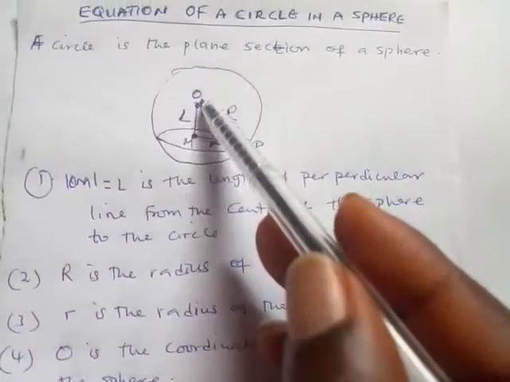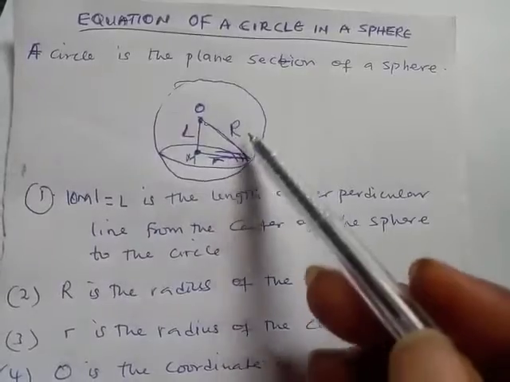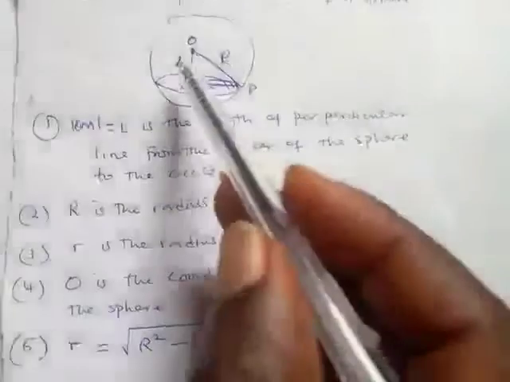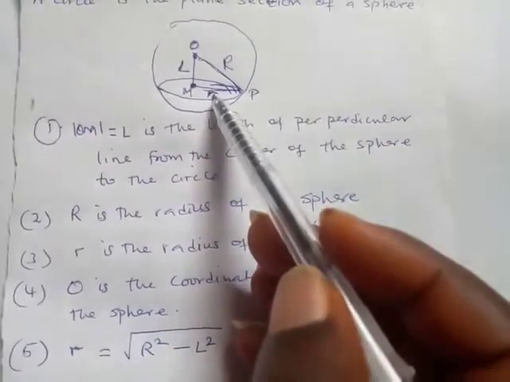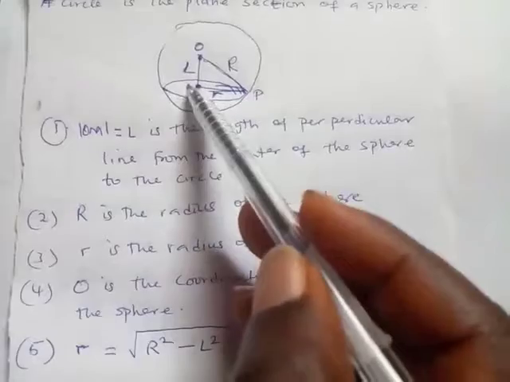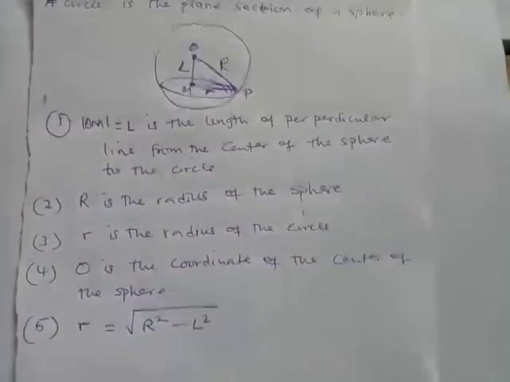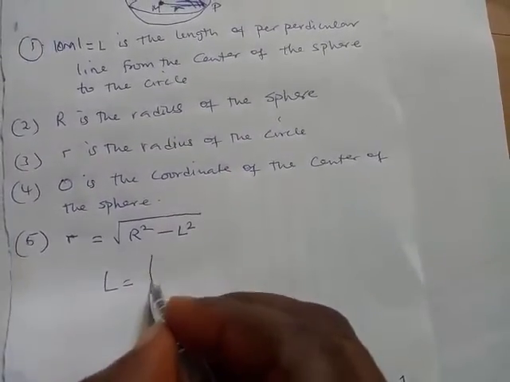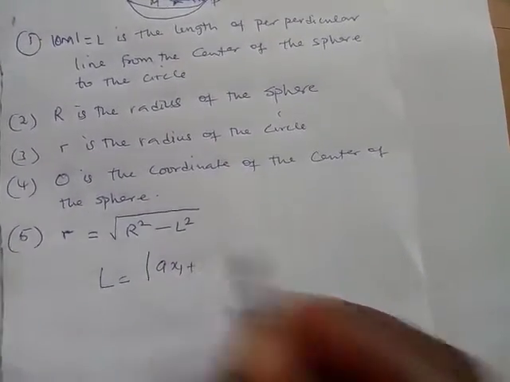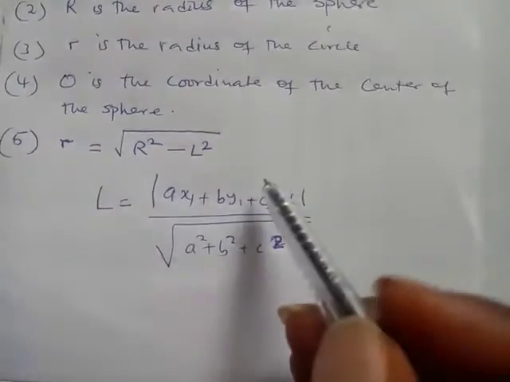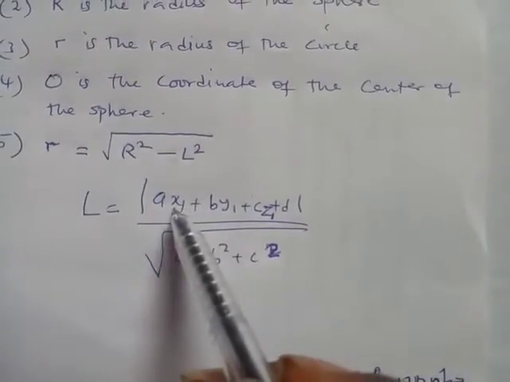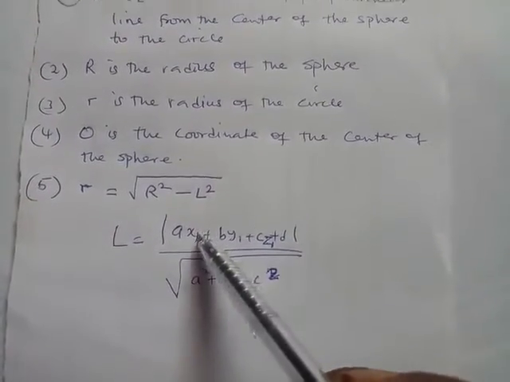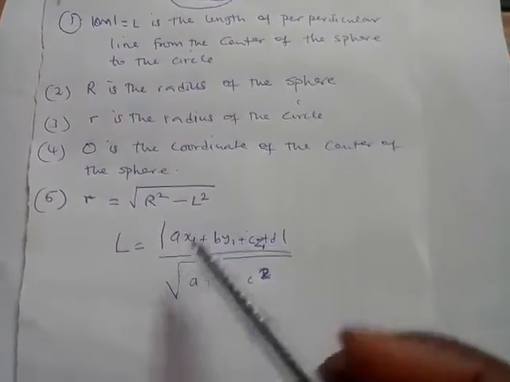Also, we know that this O, as we said before, is the coordinate of the center of the sphere. And finally, from Pythagoras theorem, we have that this small r squared is equal to big R squared minus L squared. This L can be obtained using the formula for the length of a point to a plane. So that plane now is what we are talking about.